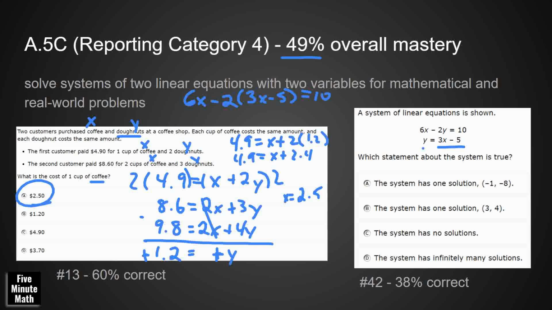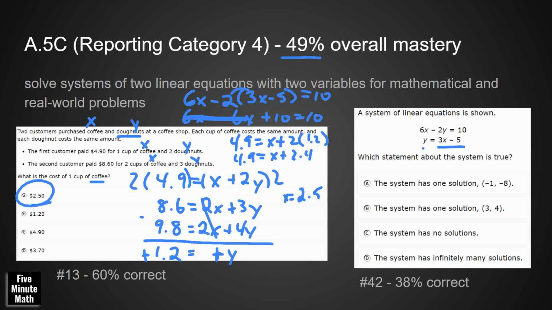So I need to distribute out that negative 2. So I get 6x minus, that becomes 6x, and that becomes a plus 10. Well, here's my problem. 6x minus 6x eliminates itself. I'm left with a 10 equals 10. All right, so that's weird. So if we don't know what's going on, let's try elimination.